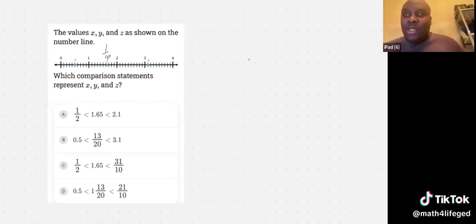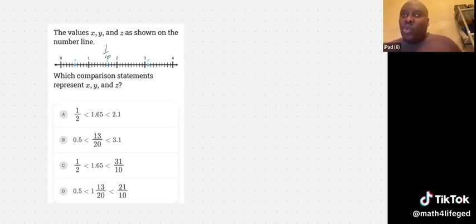So this is 0/10, 1/10, 2/10, 3/10, 4/10, 5/10, which is half, because 5 is half of 10. Then 6/10, 7/10, 8/10, 9/10, 10/10, which is equal to 1, right? 10 divided by 10 is 1.